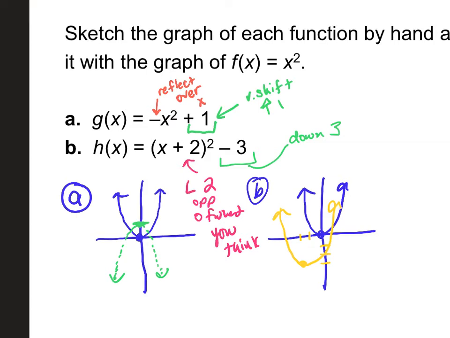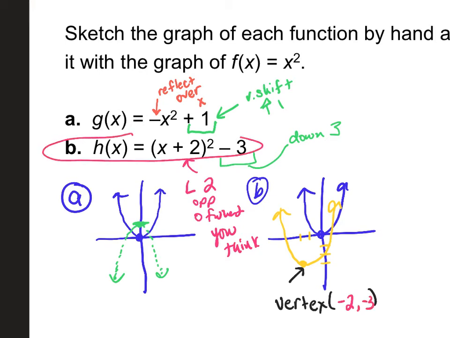What is this point right here called? The vertex. Can anybody tell me the coordinates of the vertex? It's at -2, -3. You can tell that by the way that this is written in vertex form. This is your h, the x part of your vertex, and this is your k. Again, the h is always the opposite of what you think. But you can tell me now everything you need to about this parabola.